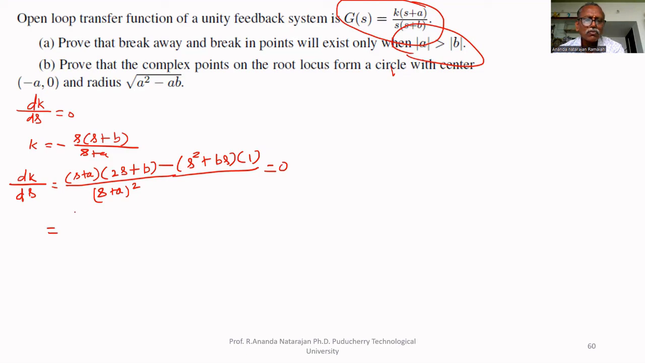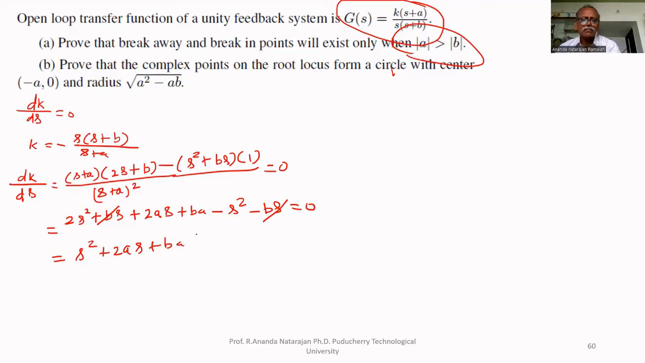Therefore, 2S square plus BS plus 2AS plus AB minus S square minus BS equal to 0. B is getting cancelled. Therefore, that is equal to S square plus 2AS plus BA.